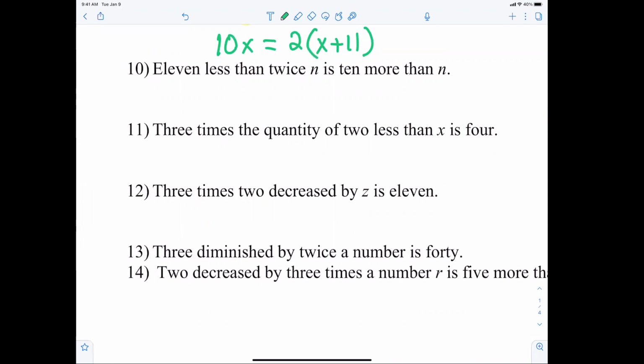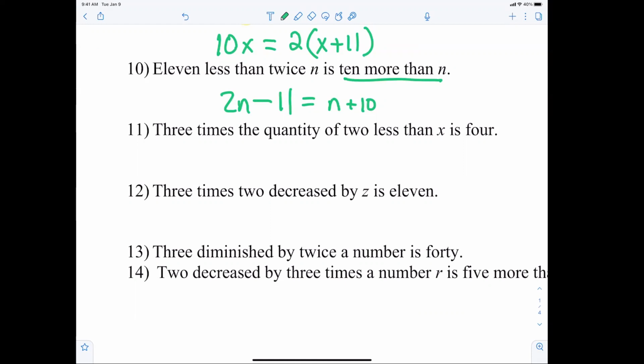11 less than. How do I write 11 less than? Molly, did you hear that? He's correct. 11 less than means minus 11. And then what? 2n equals. 10 more than, plus 10. Right? Not 10 plus n, even though it's the same thing. Does everybody agree? n plus 10 is the same as 10 plus n, but if it was less than, it wouldn't be the same.